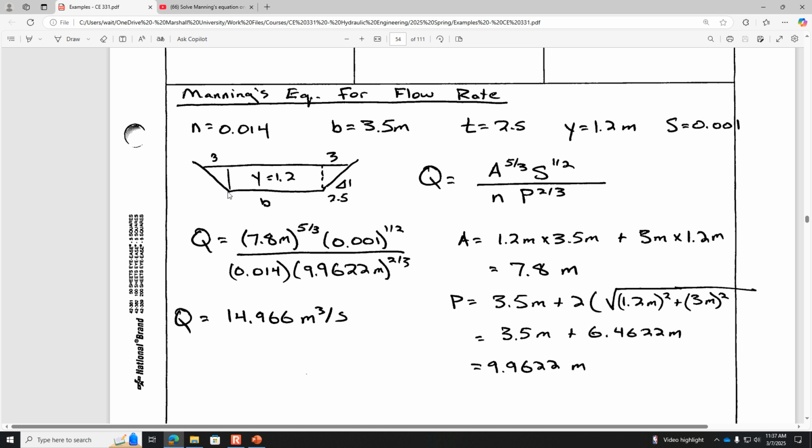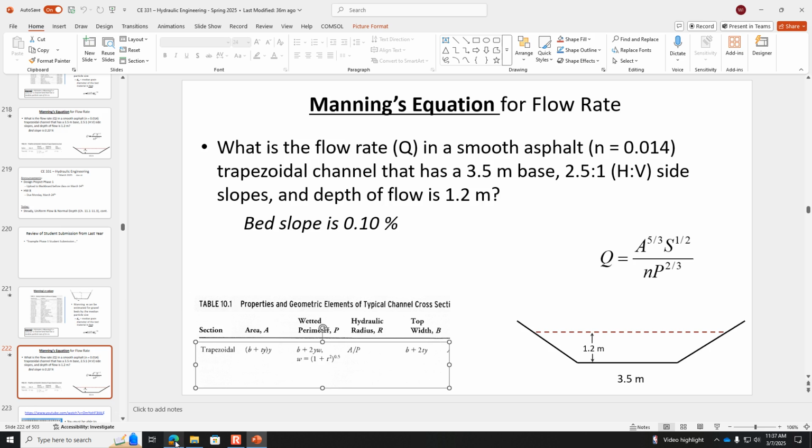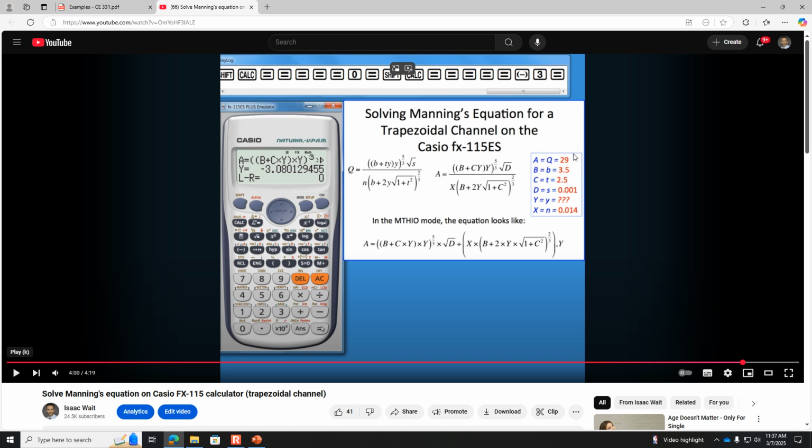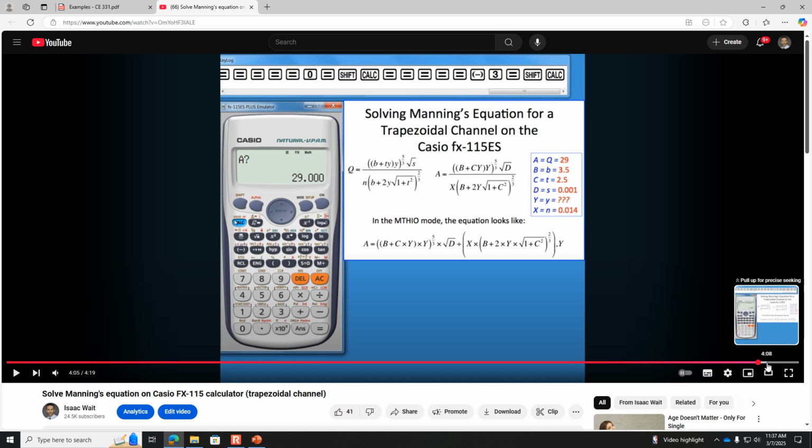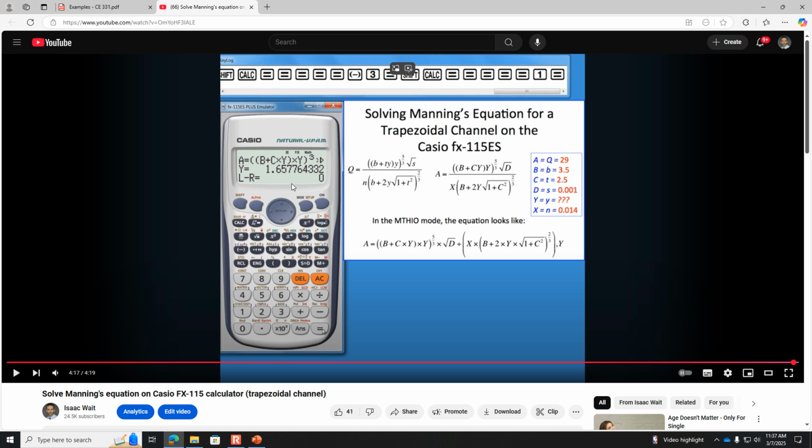So same channel. What if instead of 15, now you're starting to put 29 cubic meters per second through that channel? Then the flow depth, as he calculated, was going to be 1.66 meters.